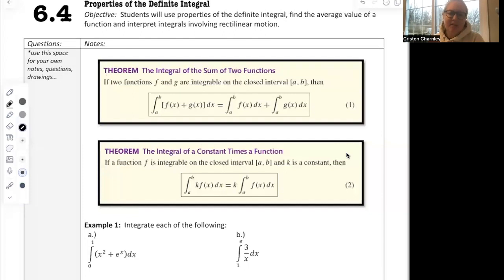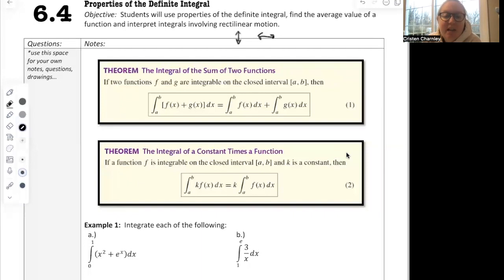This is section 6.4, properties of the definite integral. Students will use properties of the definite integral, find the average value of a function, and interpret integrals involving rectilinear motion. As a reminder, with rectilinear motion we're just dealing with straight line motion. I know in physics you can deal with x and y together, but we're just going to keep them separate for our course. So my first theorem, the integral of the sum of two functions.